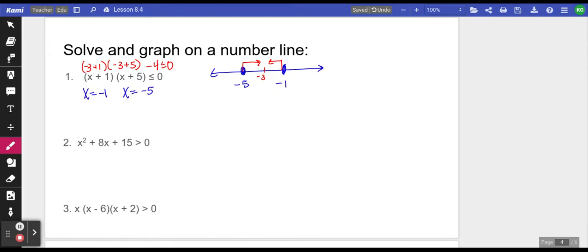On the second one, it is not factored for us. We could do this any of the three ways, but I'm going to choose factoring because I know it's going to be the quickest. Factors of 15 that add up to 8 are 5 and 3. Sign chart says they're both plus. So this one would give me -3, and this would give me -5.